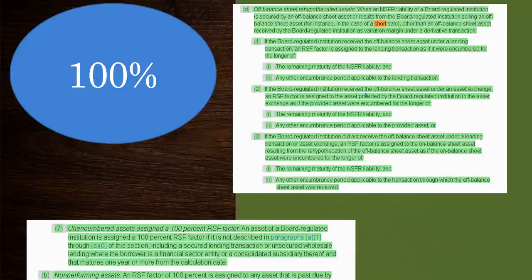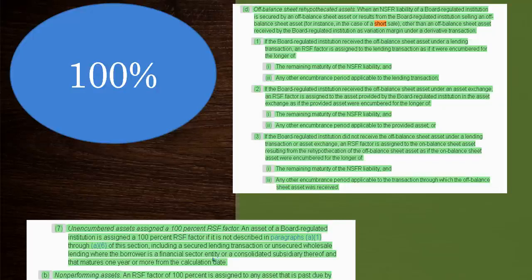If the board-regulated institution received the off-balance sheet asset under a lending transaction, an RSF factor is assigned to the lending transaction as if it were encumbered for the longer of the remaining maturity of the NSFR liability, and any other encumbrance period applicable to the lending transaction. So I like how they put specifically, for instance, in the case of a short sale.